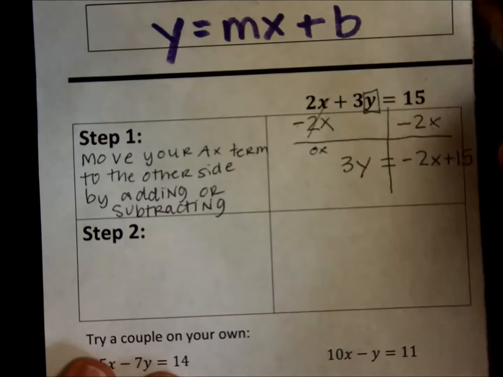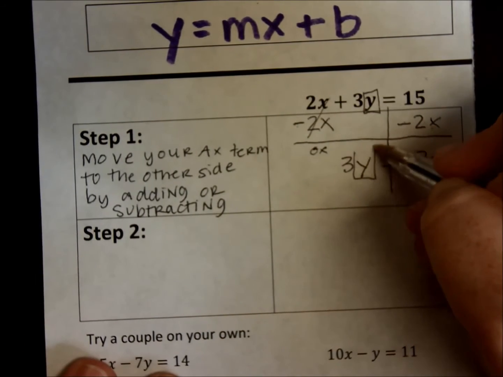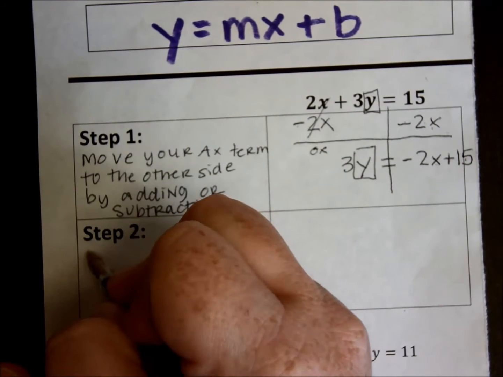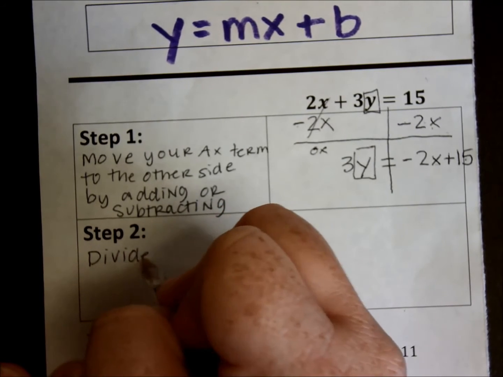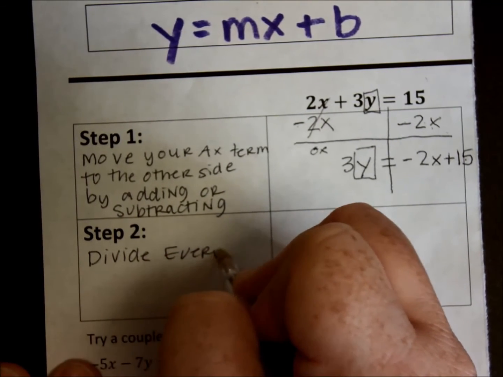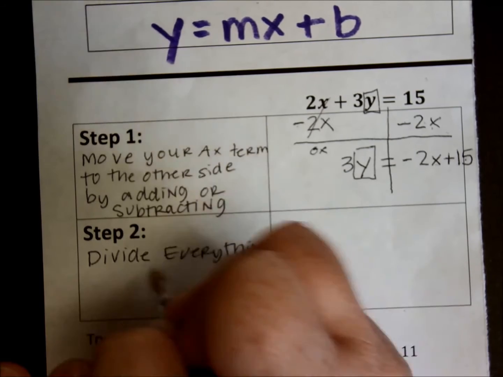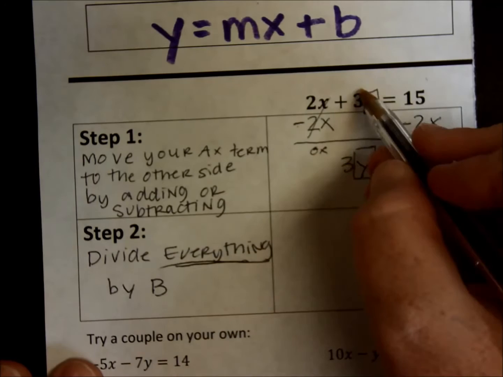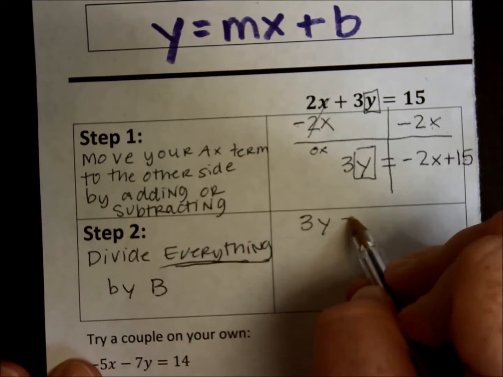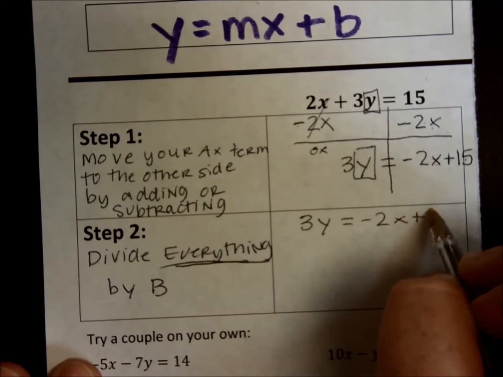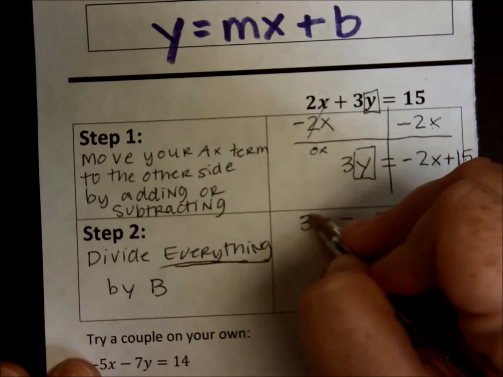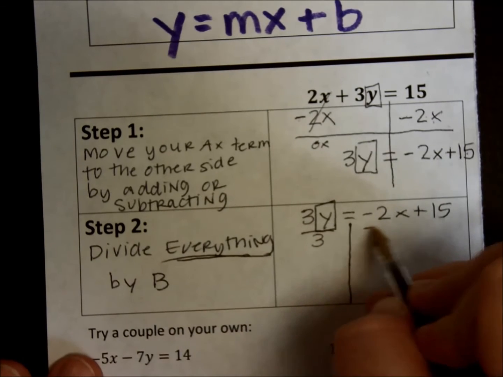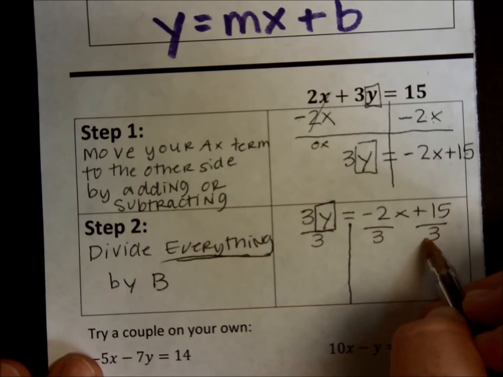So I'm really close to having y by itself, but I have to figure out some way to get rid of the 3. So the second step is to divide everything, and it has to be everything, by b. In this case, my b value is 3. So I had this 3y equals negative 2x plus 15. So to solve for y, I'm going to divide everything by 3.